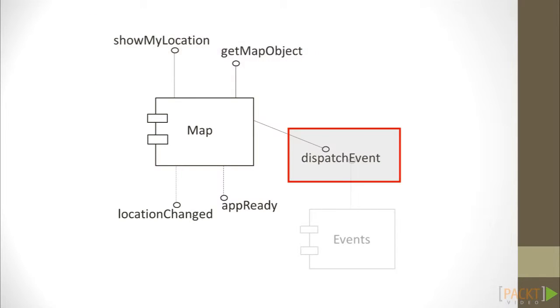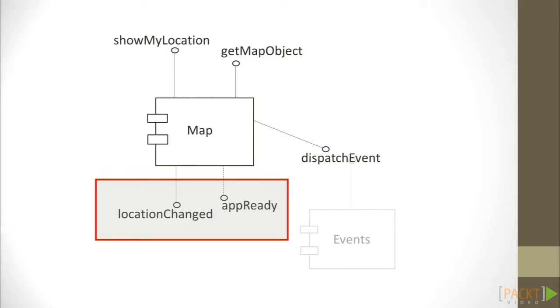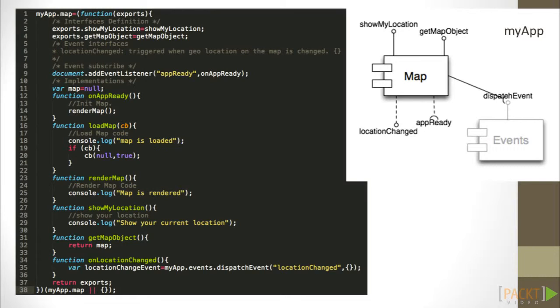It requires an interface from another module to dispatch events. Since JavaScript is an event-driven language, we can provide an event interface, which is triggered when the user's location changes. Also, it requires an app-ready event. This will trigger the module initialization process when the app is ready. Let's see how it looks in JavaScript code.